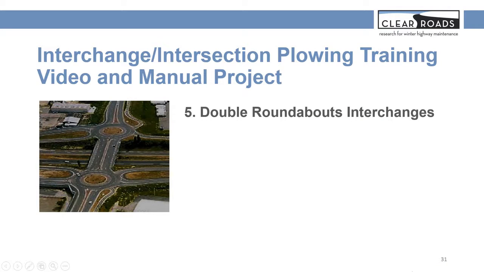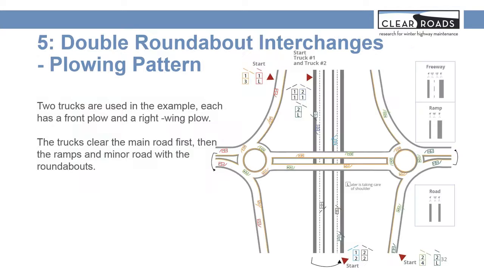And number 5, the double roundabout. Then the remaining ones are all intersections. The double roundabout, for the example, we use 2 tracks. Both have the front and right wing plow.